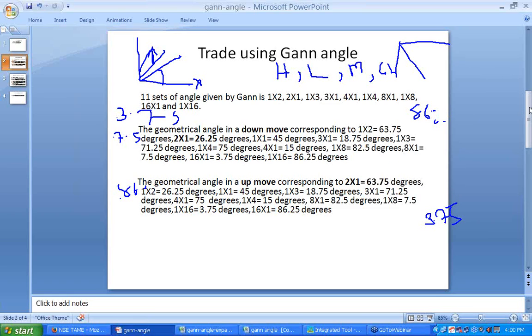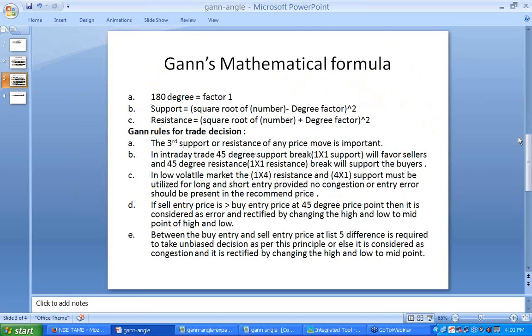You might say it is impractical to draw 11 trend lines in a chart, then find where the third trend line is and which price point it is crossing, then decide upon a trade. Is there any simpler way which can give me this solution? W.T. Gann has given us that solution also. He has told us the supports can be drawn from the square root of number minus degree factor, whole square. Resistances can be drawn from the square root of a number plus degree factor, whole square. What is the degree factor? He specifies 180 degrees equal to 1.